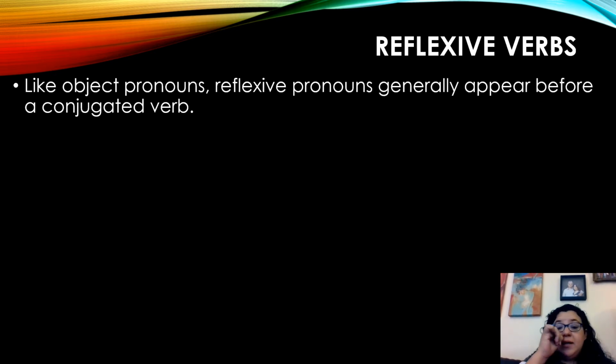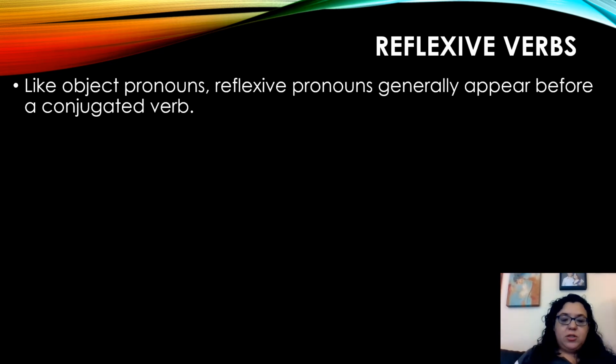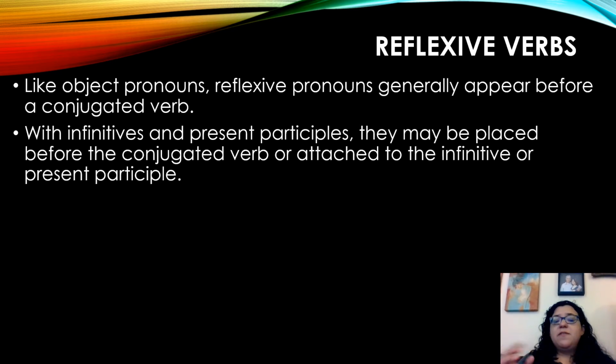Now, like an object pronoun, reflexive pronouns generally are going to appear before the conjugated verb. That's why we say me afeito, and I don't say afeito me. Generally, it's always going to be in front of the conjugated verb. But there's a few times when it's going to be a little bit different. When we're using infinitives and present participles, for the present progressive, for example, you have the choice to place it before the conjugated verb or attached to the infinitive or the present participle.